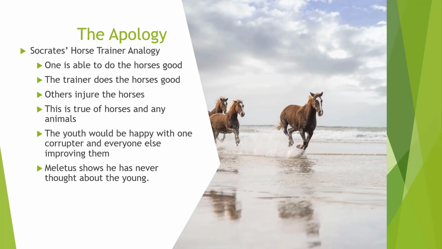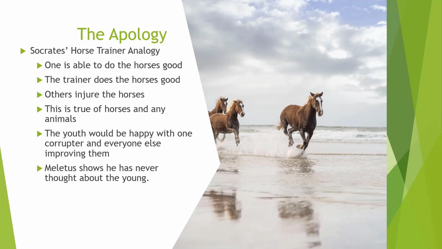According to Socrates, one person is able to do the horses good, or at least not many people. Who is this person that does the horses good? Well, this would be the horse trainer, because the horse trainer has knowledge. Other people who lack knowledge, who have anything to do with horses, would tend to injure them, harm them. And he takes this to be true of horses and all other animals. Now this is where he makes the analogy, not like super explicitly laying it out formally, but here's the comparison.